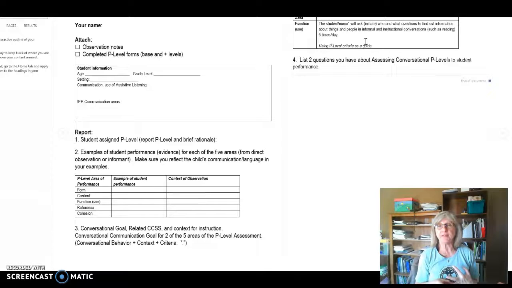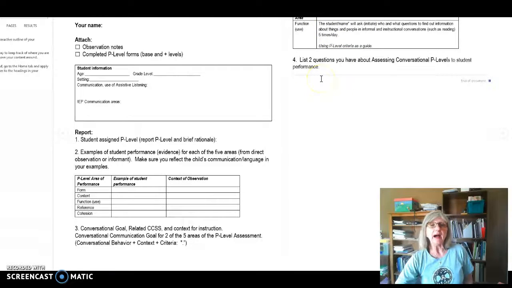Now, we're not perfect at writing these goals. Some of you have lots of experience and some of you don't have a lot of experience. But the key is that you develop the goal from the P levels. You find something that really is meaningful and you write the goal. So this is an example.